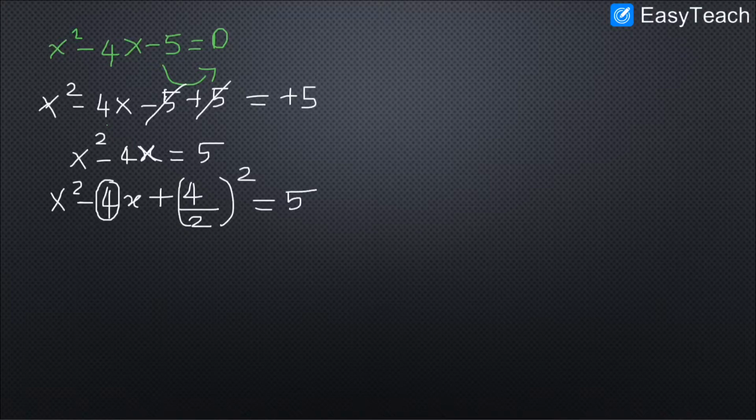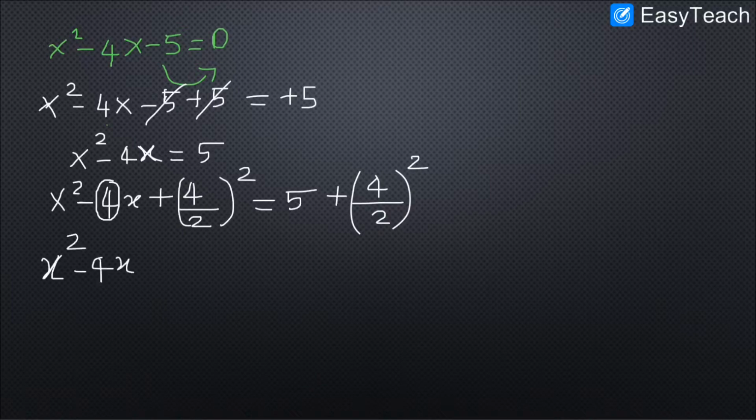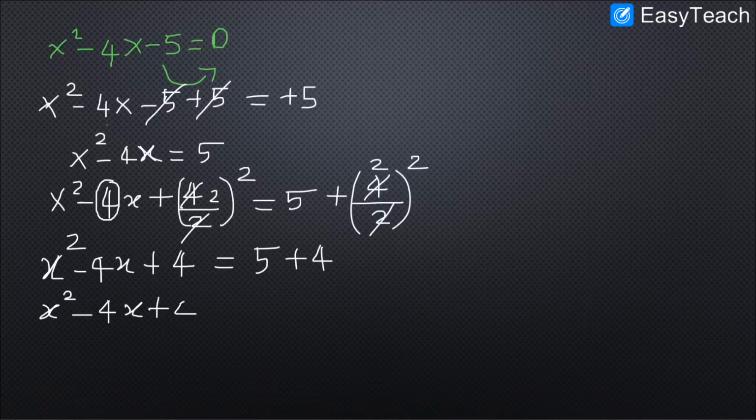So 5 is already there on the other side. I am going to do the same operation which I have done on the LHS, which is 4 by 2 the whole square. So in the next step we can write x square minus 4x plus, if you divide this, we will get 2 raised to power 2, which is 4. And here also 5 plus 4. After that, we have x square minus 4x plus 4 equal 9.